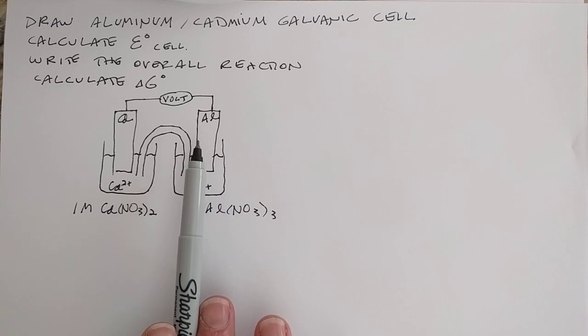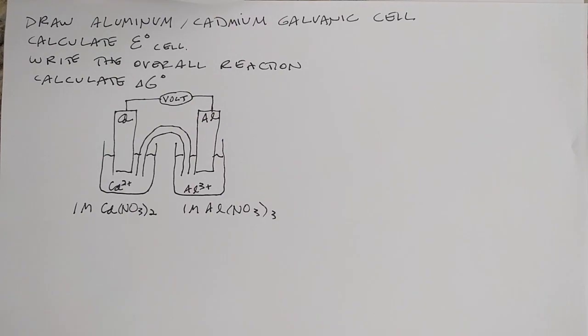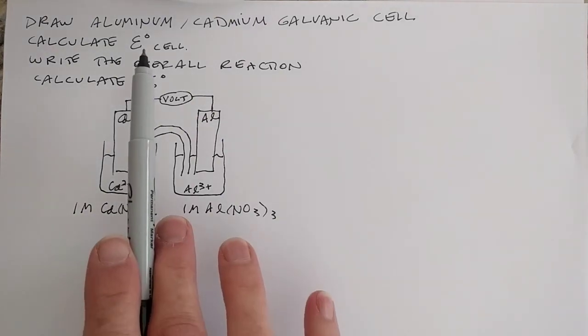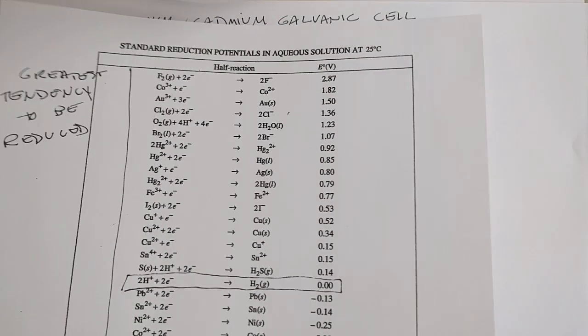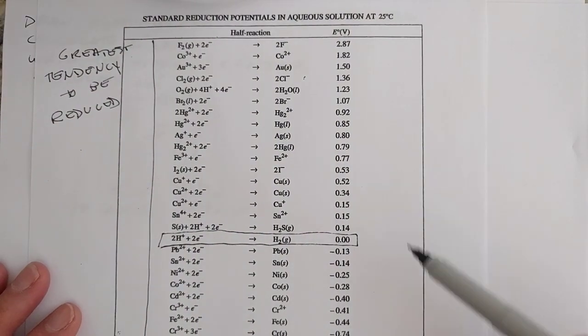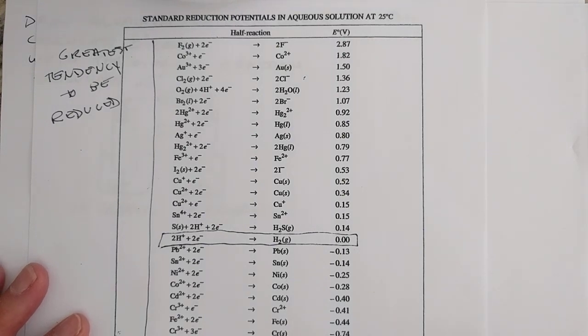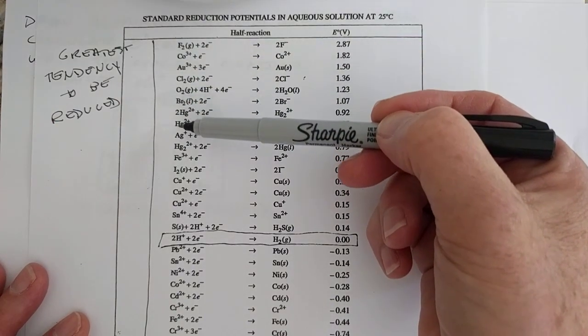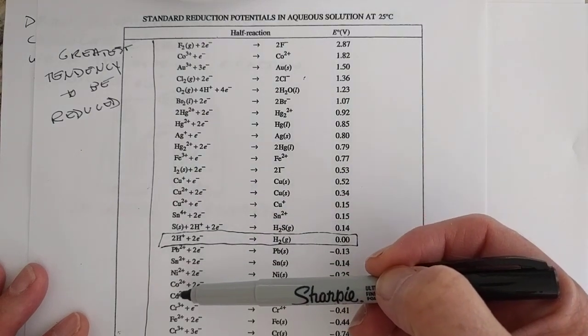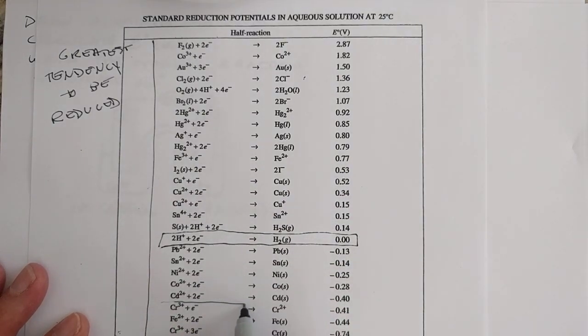is the anode. So we're going to consult our chart. So we want to see which of these has the greater reduction potential. So remember, our chart goes from greatest reduction potential to lowest reduction potential. So we look for cadmium and aluminum ions and see which one has the higher value. So start at the top. Oh, here we go. Here's cadmium. Right here. And then here's aluminum down here.